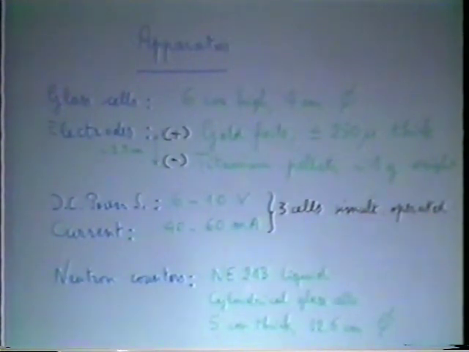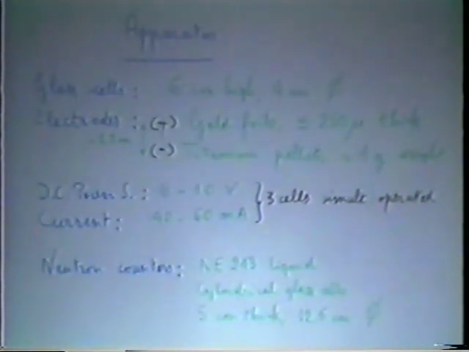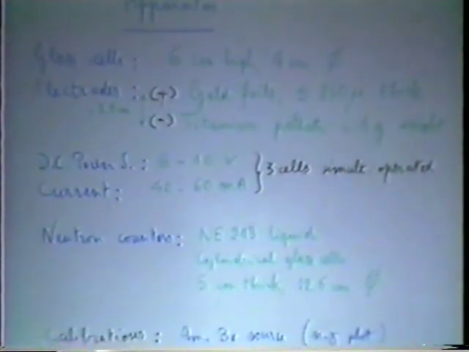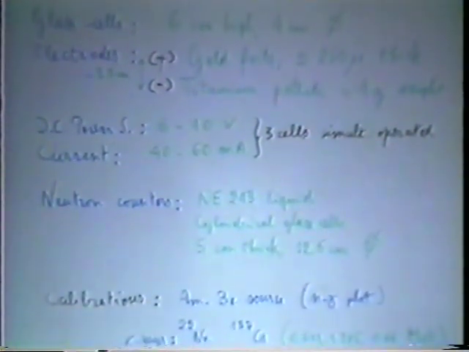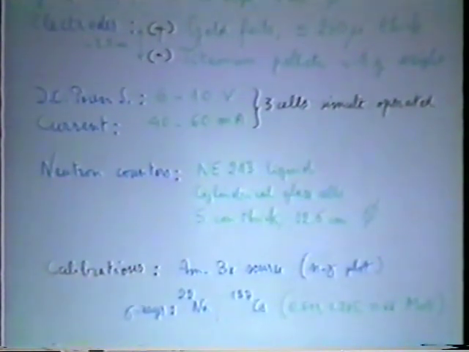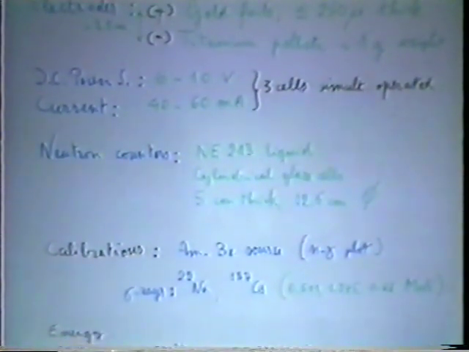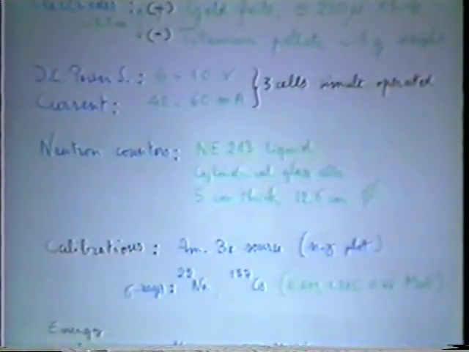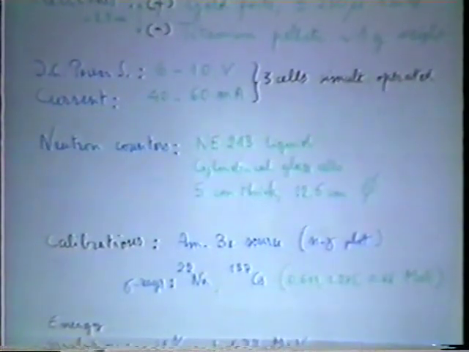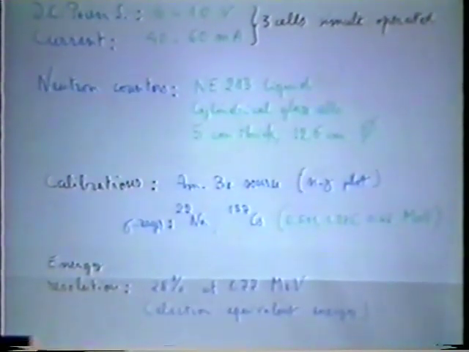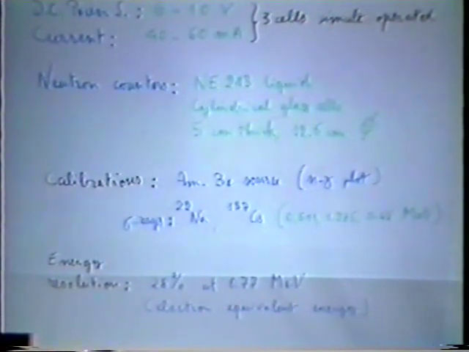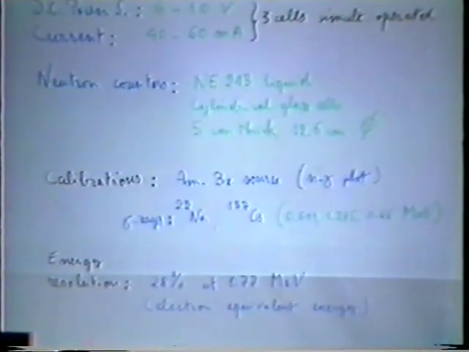The neutron counters were made of NE213 liquid contained in cylindrical glass cells 5 centimeters thick and 12.5 centimeters in diameter. The neutron minus gamma two-dimensional discrimination figures were established initially, as in the figure which I showed you previously, by means of an americium-beryllium source. The energy calibrations were obtained by sodium-22 and cesium-137 sources. The energy resolution of the neutron detectors was about 28% at 0.77 MeV electron equivalent energies.